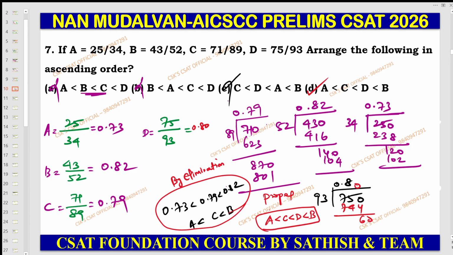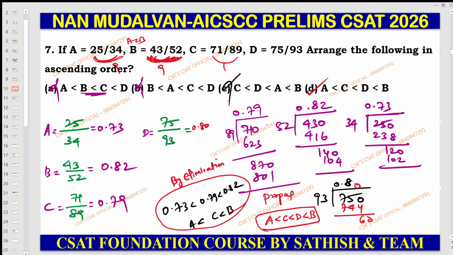Right. Logics are also there. The difference here is 9. When the difference here is 9, listen carefully: here the difference is 9, and here also the difference is 9. When the difference is 9, the smaller numerator goes with the smaller denominator. So therefore A is lesser than B.